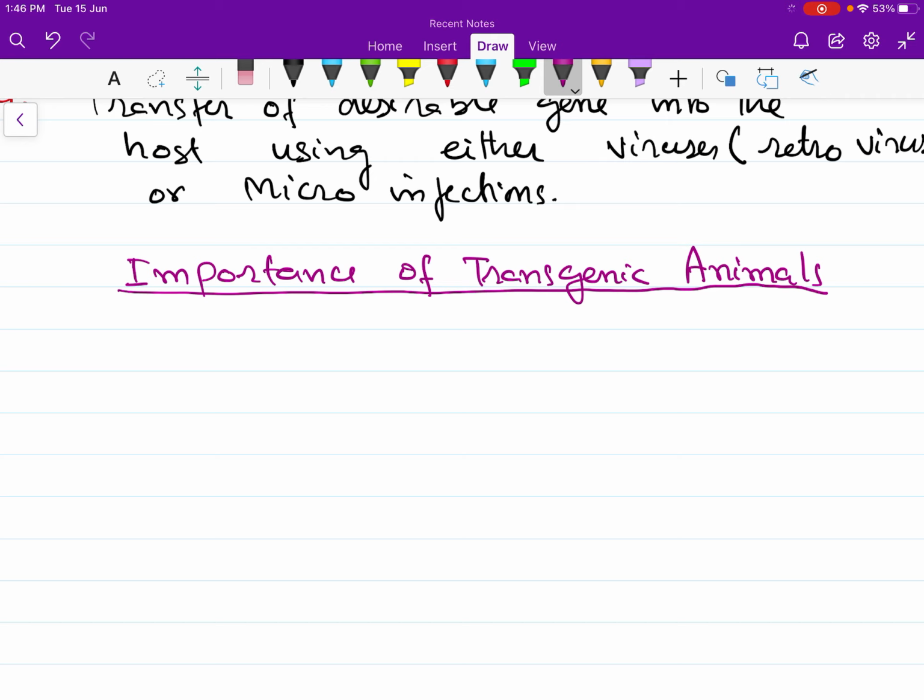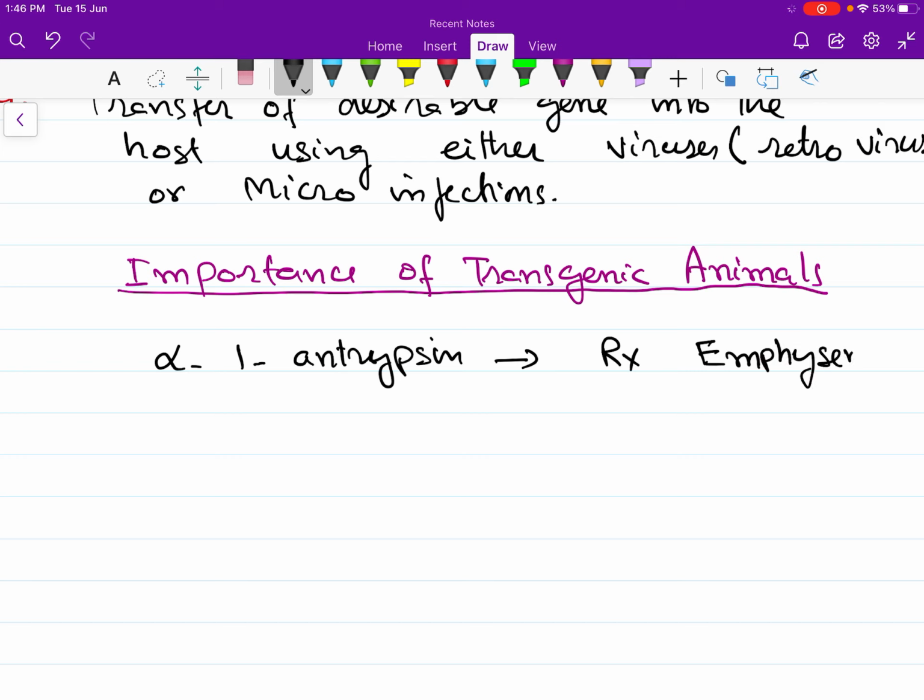One of the reasons is that they are used to produce human pharmaceuticals. Some of the complex human proteins are produced by these transgenic animals by introducing the genes of those proteins into them. For example, there is one protein called alpha-1 antitrypsin. Alpha-1 antitrypsin is a protein that is used for the treatment of a condition called emphysema. Emphysema, if you know, is a disease of the lungs.